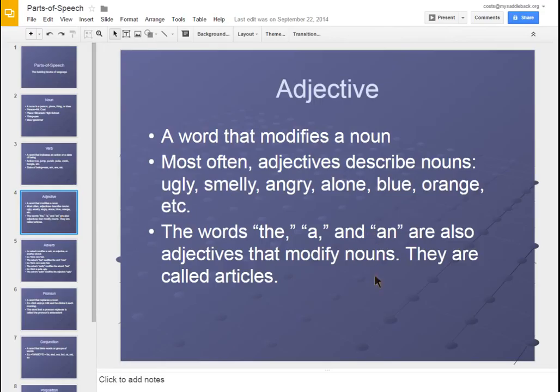Next, adjective. An adjective is a word that modifies a noun. Most often, they're going to be describing words such as ugly, smelly, angry, alone, blue, orange, etc. However, 3 words fall under the adjective category. That would be the word the, the word a, and the word an. Those all belong under the adjective category, and they're called articles. That's why the definition here is modifies. Most often, they describe. But in 3 instances, they do not describe. They simply modify. That's why the definition must be that.